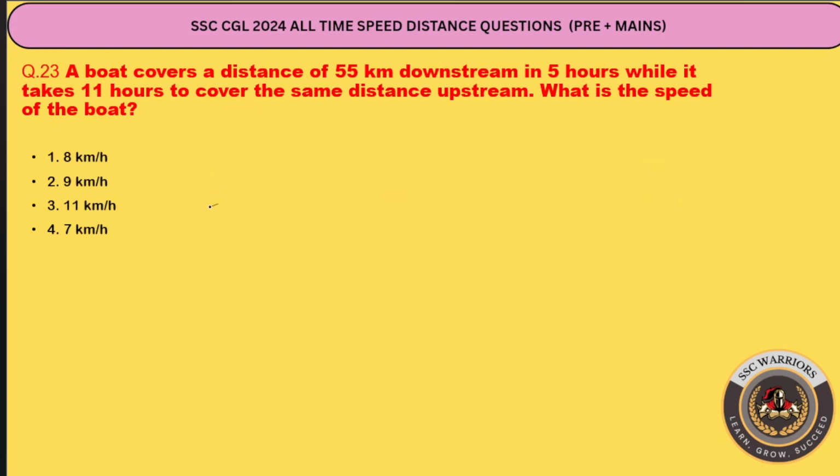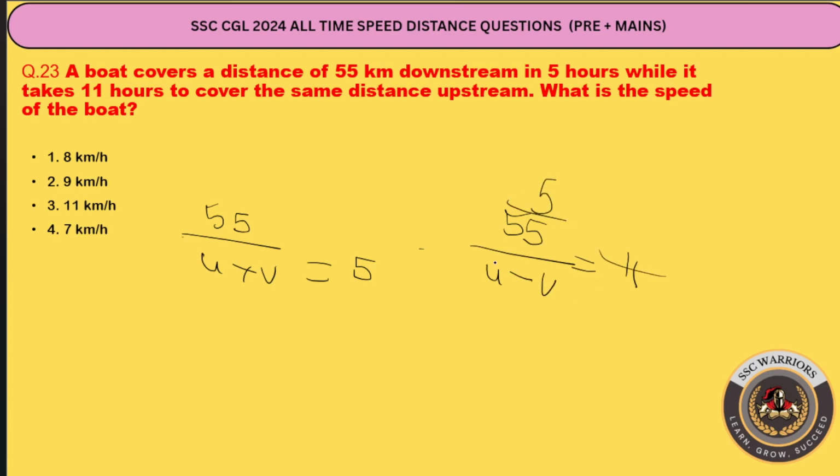Now a boat covers a distance of 55 km downstream in 5 hours, while it takes 11 hours to cover the same distance upstream. So downstream it is u plus v equals 55 by 5, while it takes 11 hours to cover the same distance upstream. So u minus v is what? 5, and u plus v is what? 11. U plus v is 11, u minus v is 5. What is the speed of the boat?